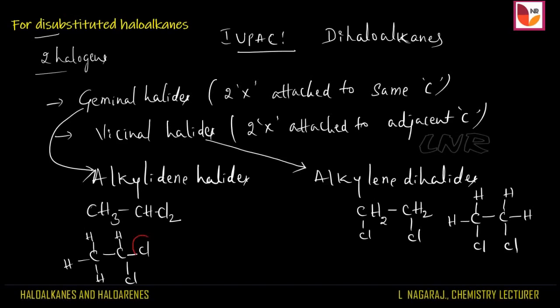So if the two halogen atoms are attached to the same carbon atom, then it is named as a geminal halide. If the two halogen atoms are attached to adjacent carbon atoms, then the molecule is called a vicinal halide. In the common system, geminal halides are named as alkylidene halides. Hence, the molecule is represented as ethylidene.